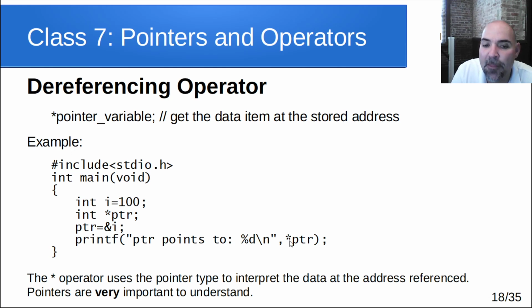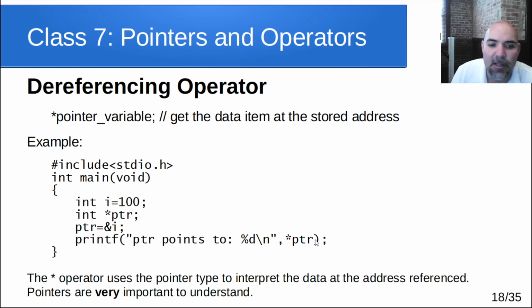So remember, that reads the thing pointed to. So we're saying, what's the data pointed to by PTR? Well, PTR had the address of I, so we go, where in memory is that? We go into memory and look at the data that's there, 100. And since that's an integer pointer, we interpret it as an integer, and we see that that's 100.